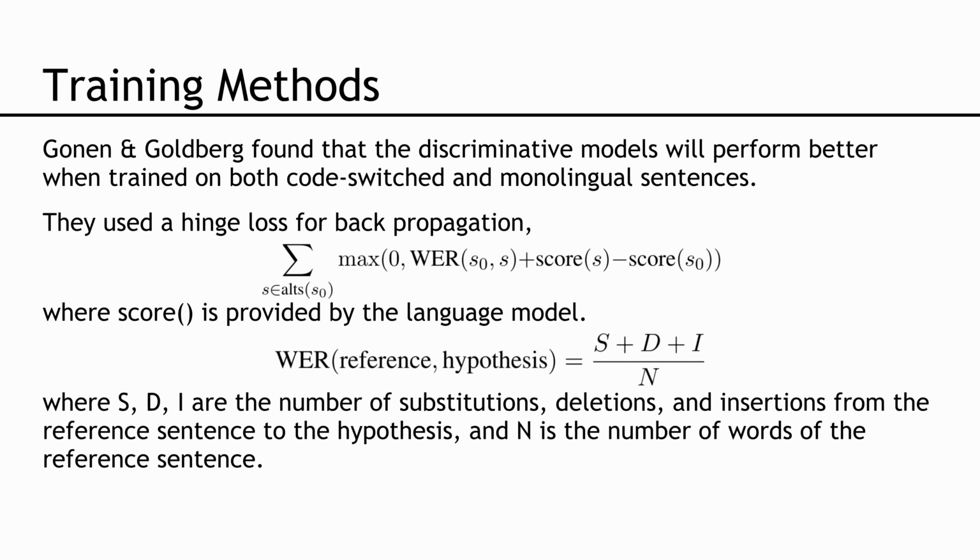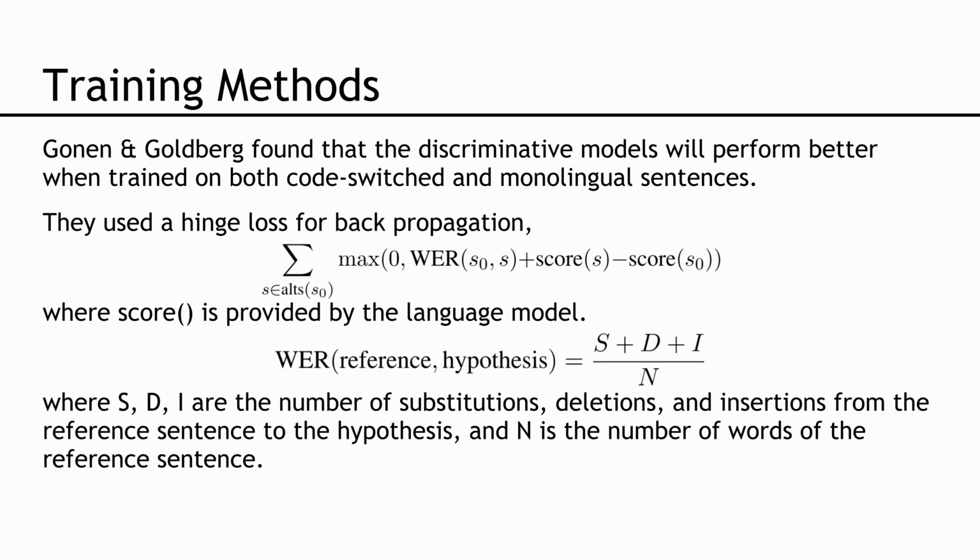Gonen and Goldberg found that discriminative training would allow the models to perform better than the generative baselines in their paper, and that they perform the best when trained on both code switch and monolingual sentences. Each training step is done over all the alternative sentences.